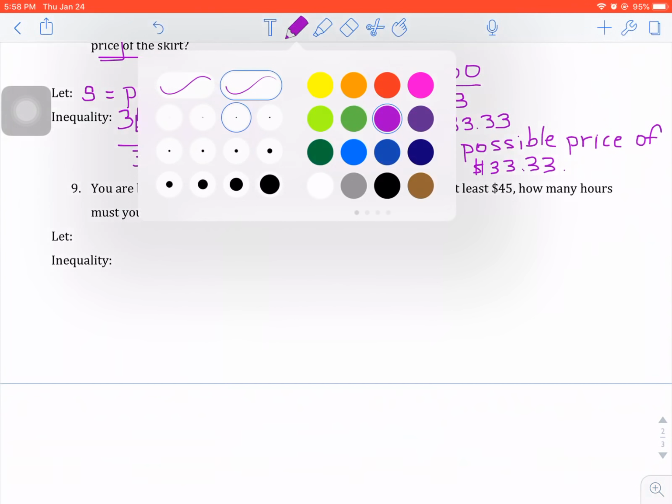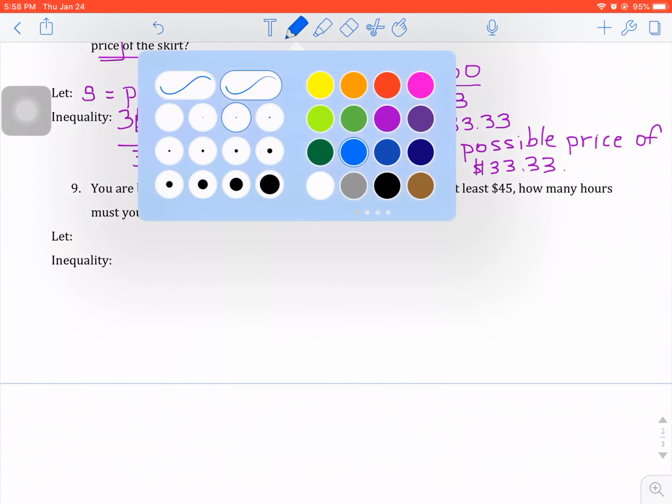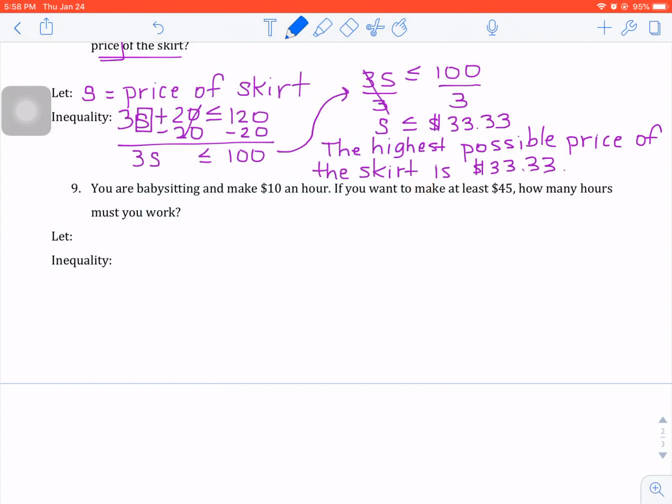Okay, last problem we're going to do. Oh, let's see. We'll go with bright blue. So number 9, you are babysitting and you make $10 an hour. If you want to make at least, I'm going to go ahead and highlight at least $45. How many hours must you work? So, I'm going to ask that you kind of take a minute and work through this on your own. Pause the video and then come back to it. But I challenge you to see if you can figure this out on your own.